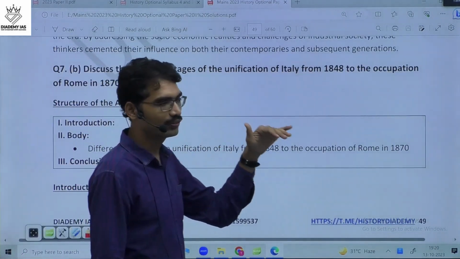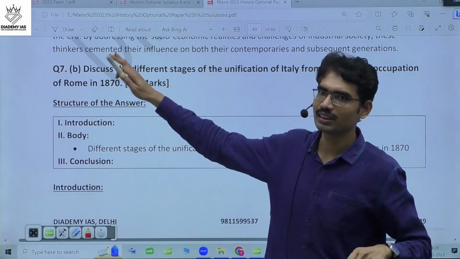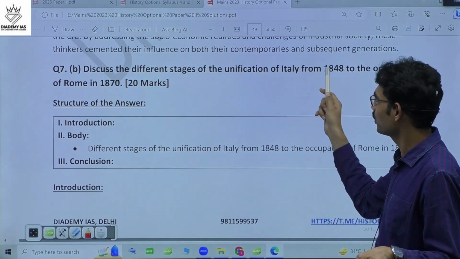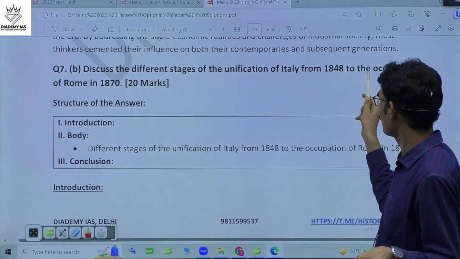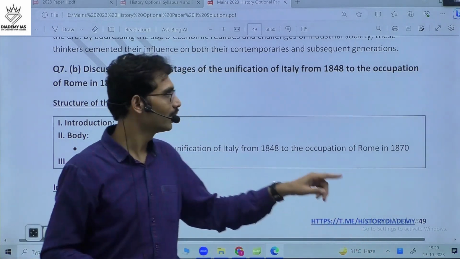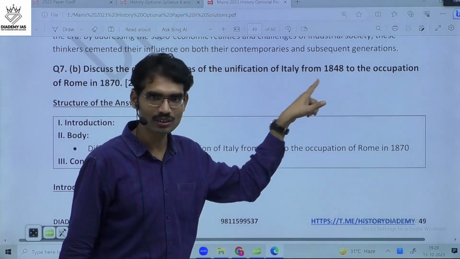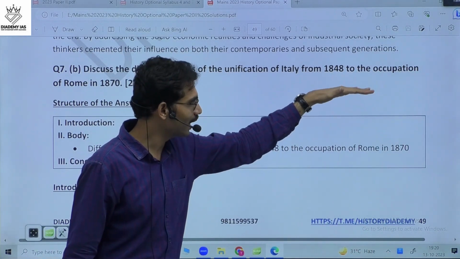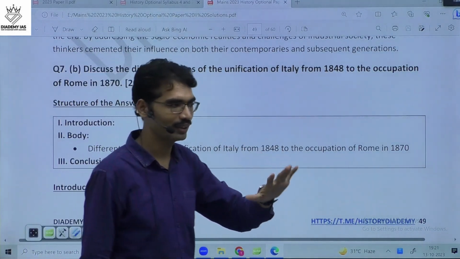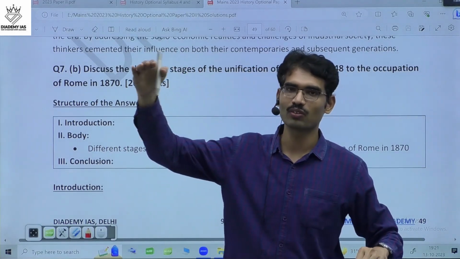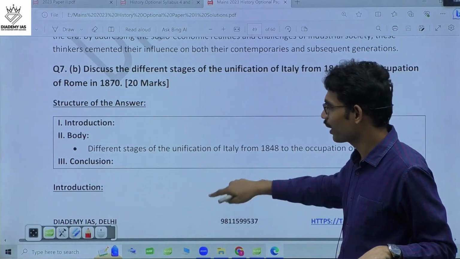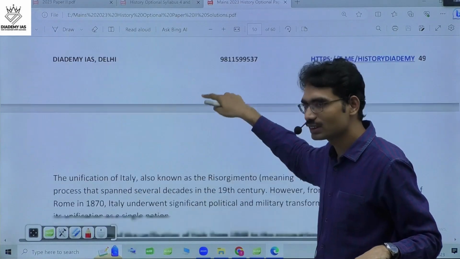Discuss the different stages. It is one of the easiest questions, very straightforward. Discuss the different stages of the unification of Italy from 1848 to the occupation of Rome in 1870. 1848, revolutions of 1848, from that time period to the occupation of Rome in 1870. There are different stages. While you are preparing, you will prepare step by step. In 1848, what happened? Then in 1860s, what happened?